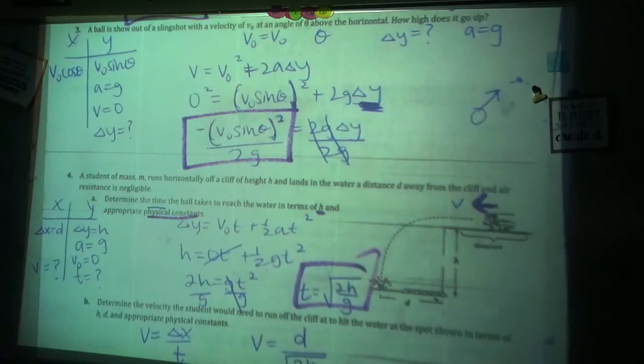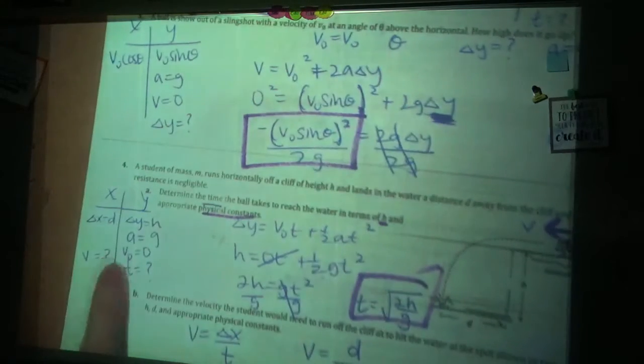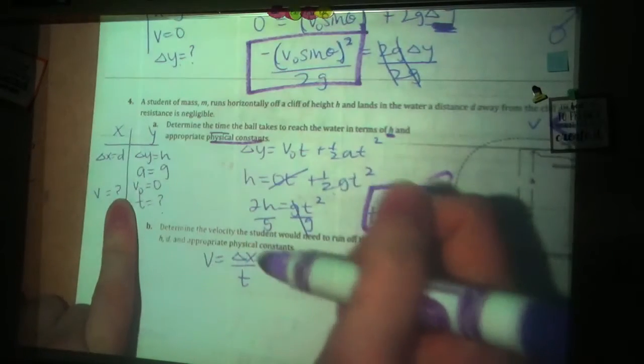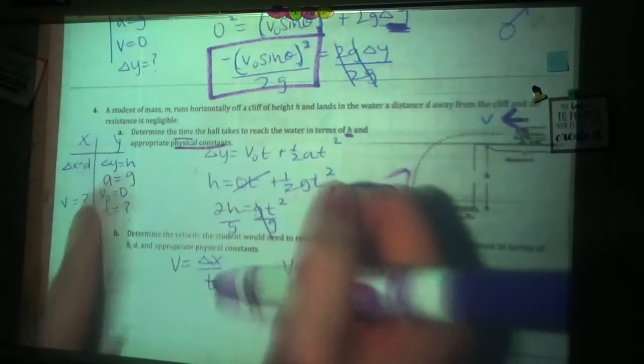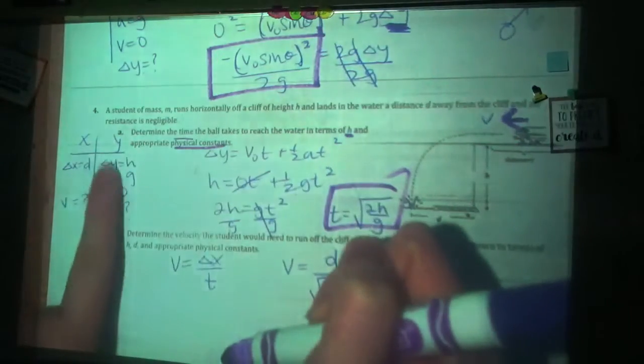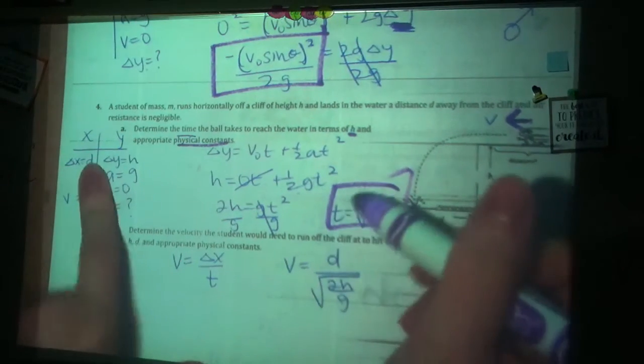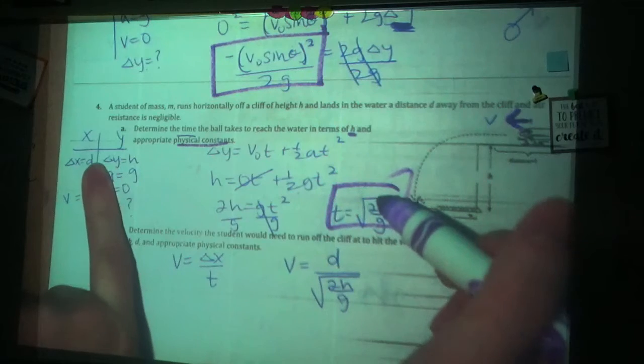Now part B is asking us to determine the velocity they need to run off the cliff with, so that's the x velocity I'm looking for, which is good because my x equation is v is delta x over t. I know delta x, it's this distance d, and then I also know time, that's the point of part A, was to get an expression for time.